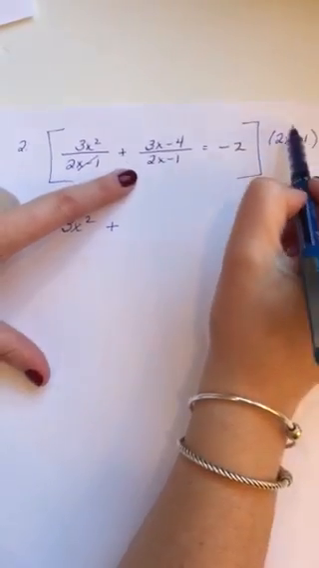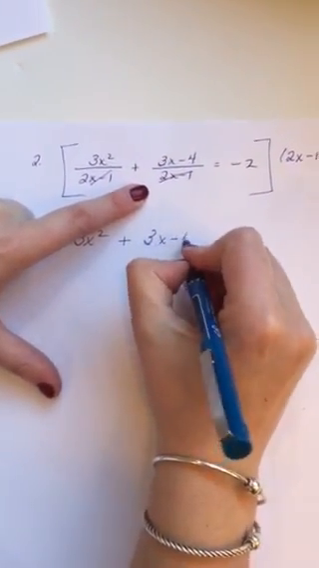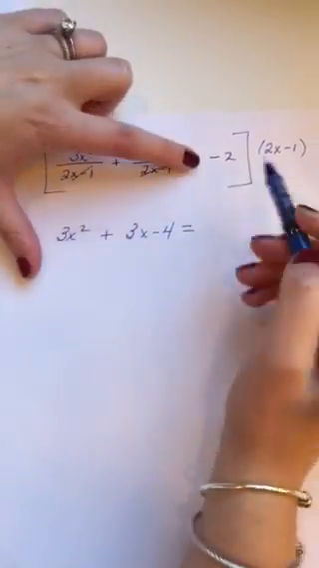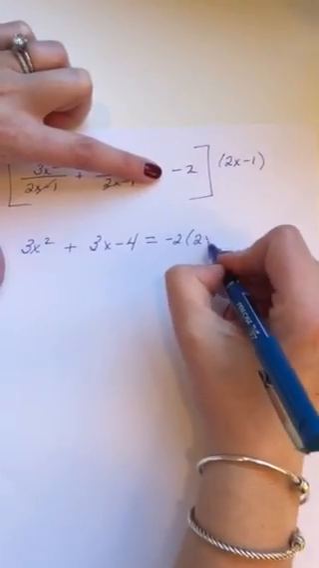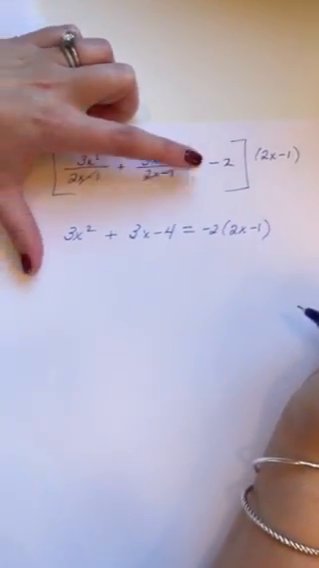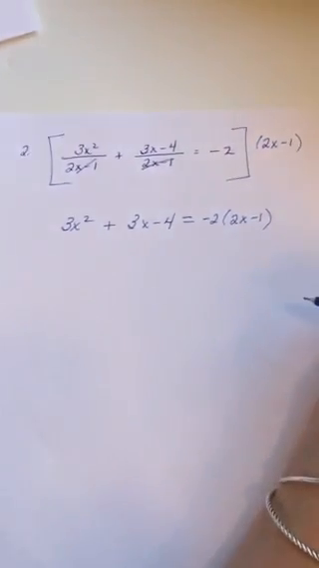Plus, when I take that and distribute to the second fraction, it cancels. I'm left with a 3x minus 4. Equals. Here, there's nothing to cancel, so I have -2 times 2x minus 1. Okay, so now, just like the previous problem, you need to distribute and solve for x.